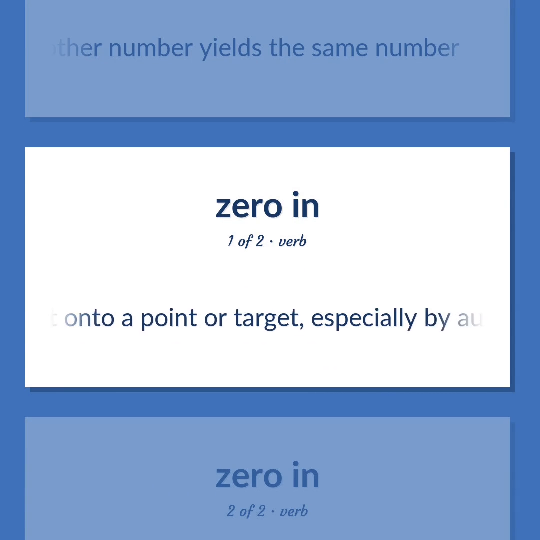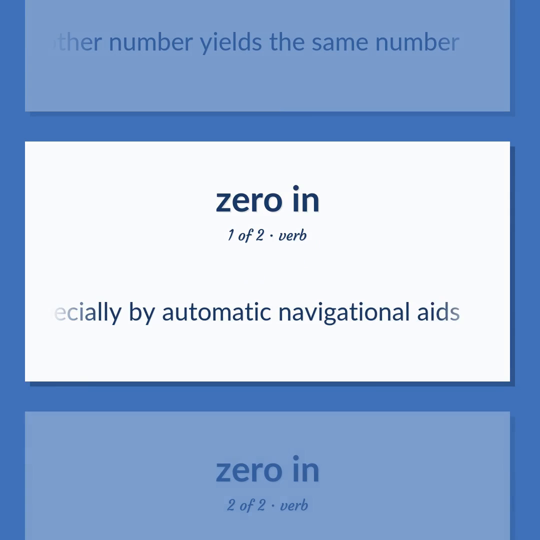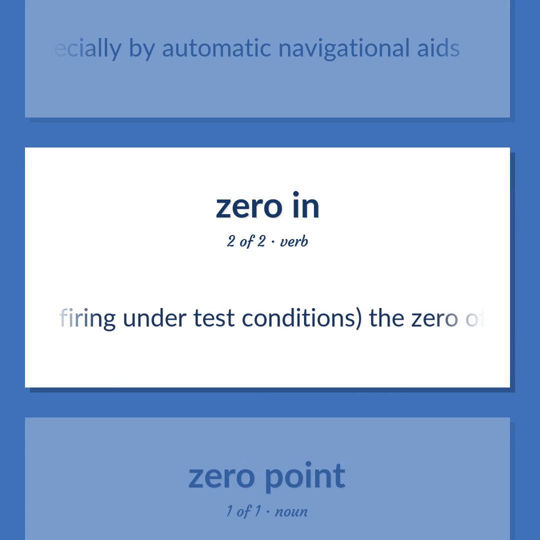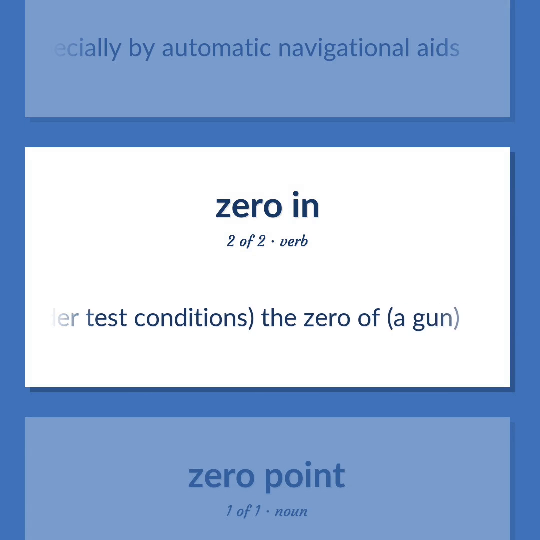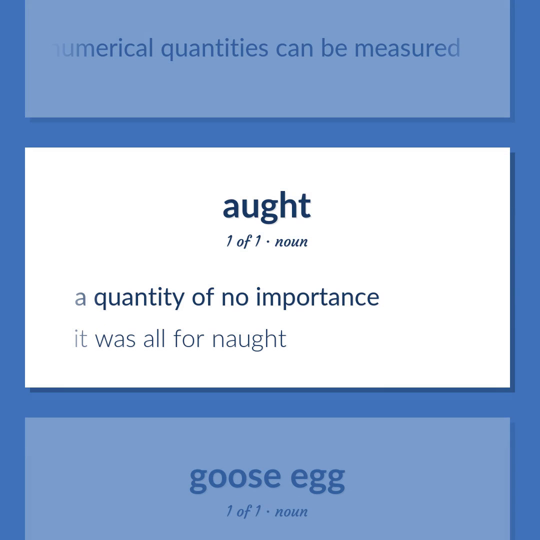Direct onto a point or target, especially by automatic navigational aids. Adjust, as by firing under test conditions, the zero of a gun. The point on a scale from which positive or negative numerical quantities can be measured. A quantity of no importance. It was all for naught.